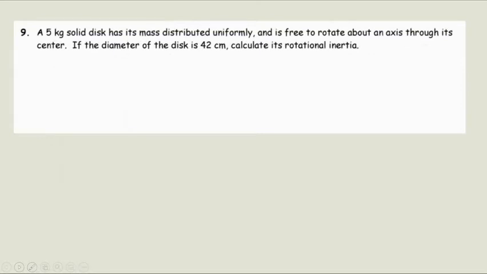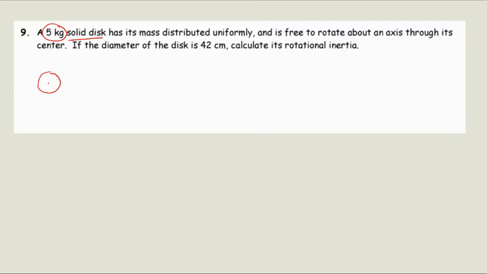So moving on to our next question, we have a 5 kilogram solid sphere, a 5 kilogram solid disc, I apologize, that has its mass distributed uniformly and is free to rotate about an axis through its center. So you have your solid disc and you have rotation about the center right there. It says it's free to rotate around the axis through its center, and the diameter of the disk is 42 centimeters.